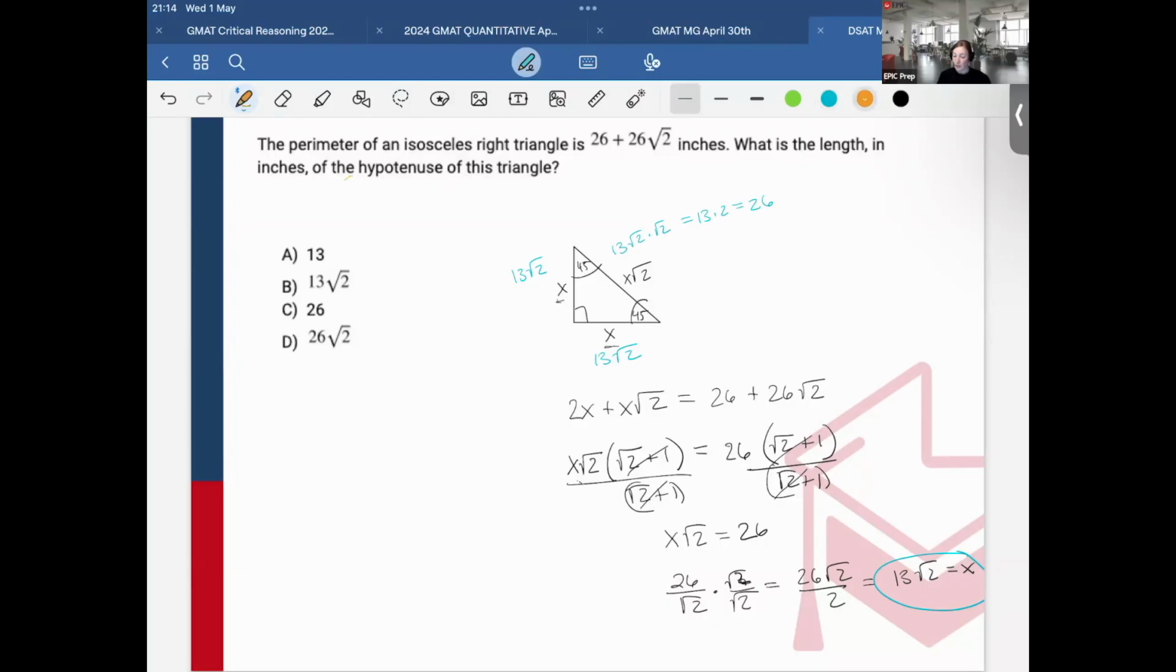And I'm asked for what the hypotenuse of the triangle is. Well, it is 26. Okay, and that also makes sense because if I go here and sum these together, 13 root 2 plus 13 root 2 plus 26, that gives me exactly what I have above.